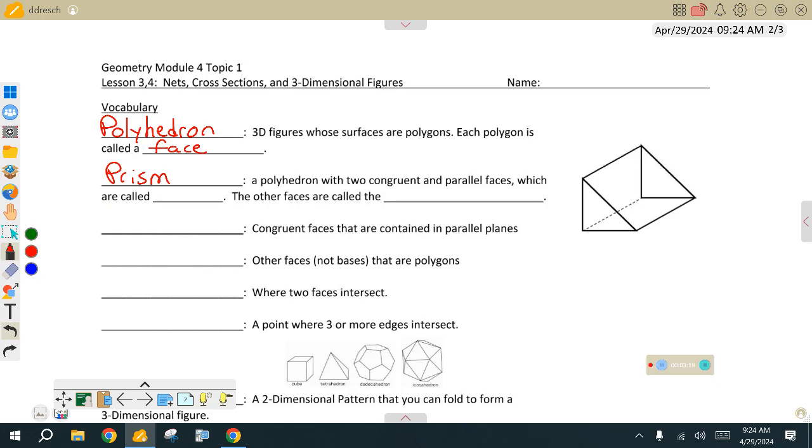So we have these faces, which we'll talk about here in a second. Those are called our bases, okay? These two that are parallel to one another, those are called our bases. Top base, bottom base, that makes sense, right? The other ones, the non-bases, those are called our lateral faces. Okay? So the non-parallel ones there, those are called our lateral faces.